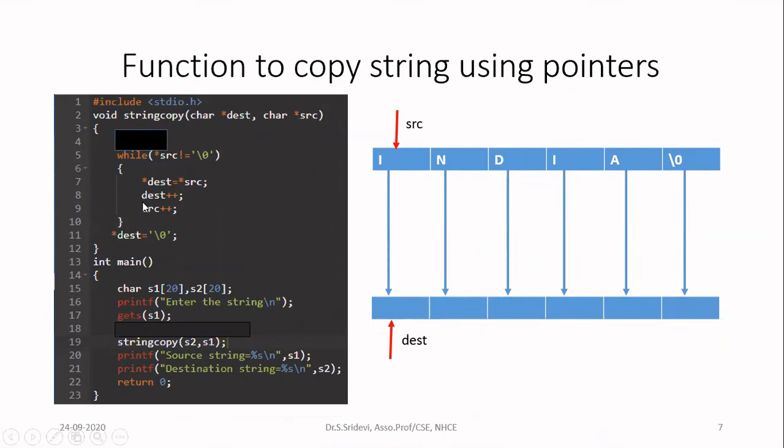So when you come outside the loop, after that you have to write the statement star dest is equal to null character. Remember, students, if you don't write this particular statement, only India will be copied in the destination string. You will not have the null character in the destination string. So you will not be able to identify the end of the string. So remember to include this particular statement as a last statement after your loop is over.